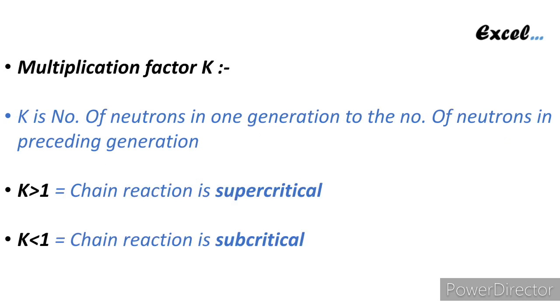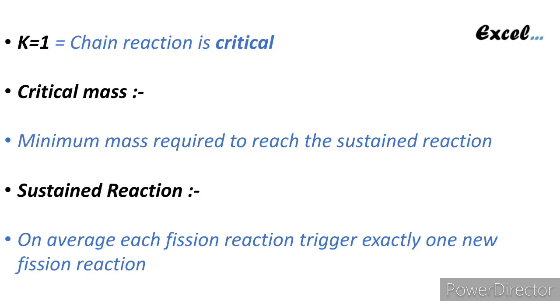It is determined by the multiplication factor K. It's the ratio of the number of neutrons in one generation to the number of neutrons in the preceding generation. If K is greater than 1, then the chain reaction is supercritical and the neutron population will grow exponentially, and hence control rods are inserted. If K is less than 1, the chain reaction is subcritical and the neutron population will decrease exponentially and control rods need to be lifted. If K equals 1, the chain reaction is critical and the neutron population will remain constant.